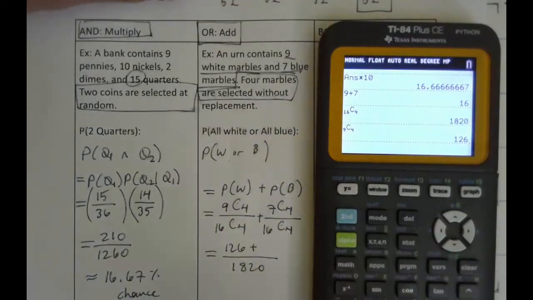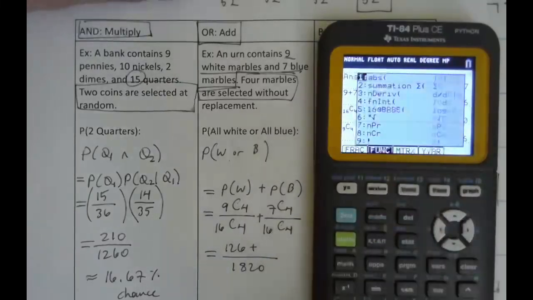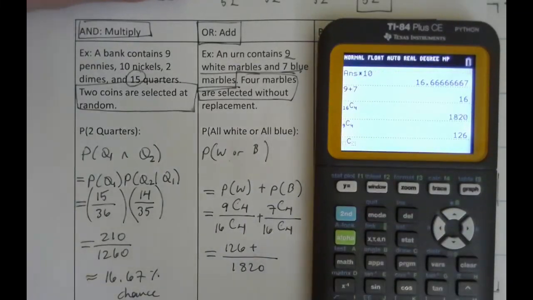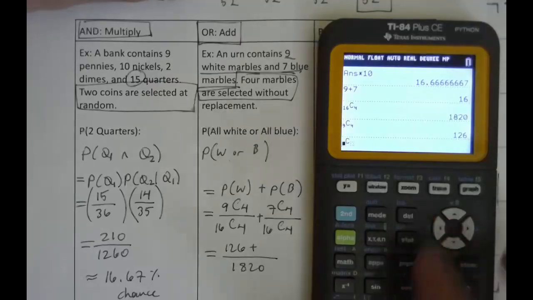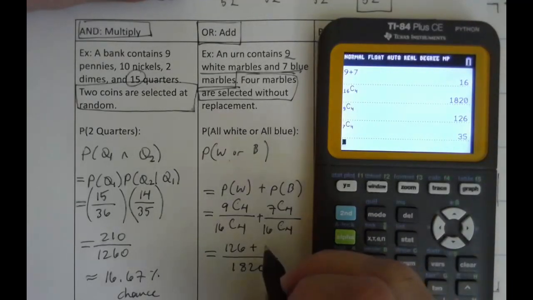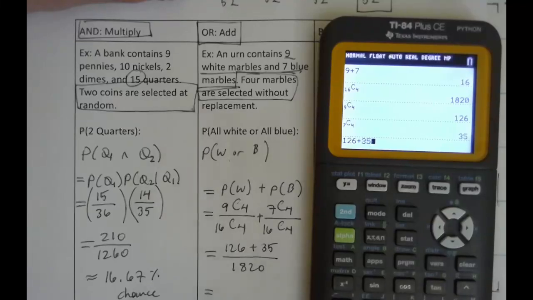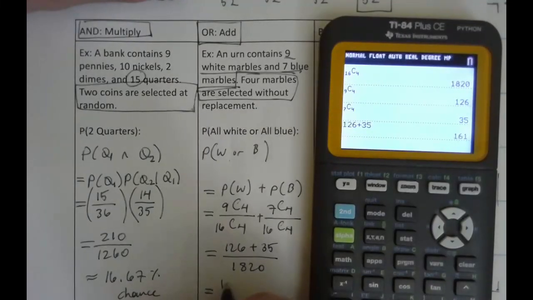Plus, and then here I've got alpha F2, and then we're going to hit 8 again for 7 choose 4, which is 35. For a total of, and then we'll add 126 and 35, 161 out of 1820.